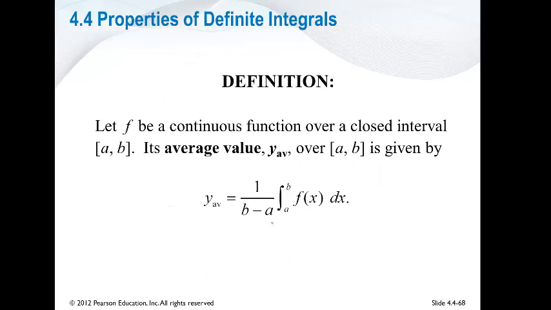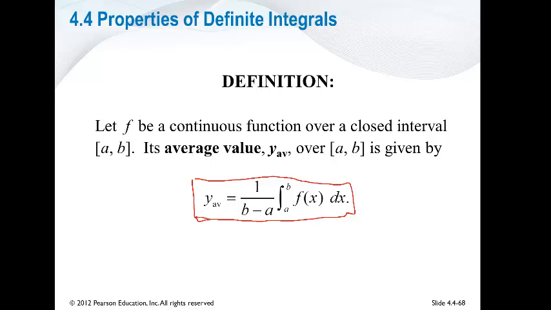Okay, so now we are gonna talk about the average value of a function, and we start with the definition. If the function is continuous over a closed interval [a, b], then its average value is given by the following formula. y average is given by 1 over b minus a, which, as you remember, is the length of this interval, and then the integral from a to b of f of x dx.